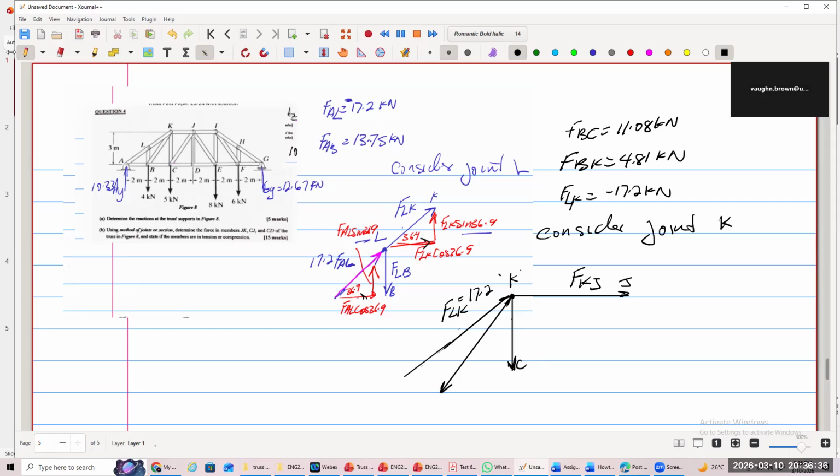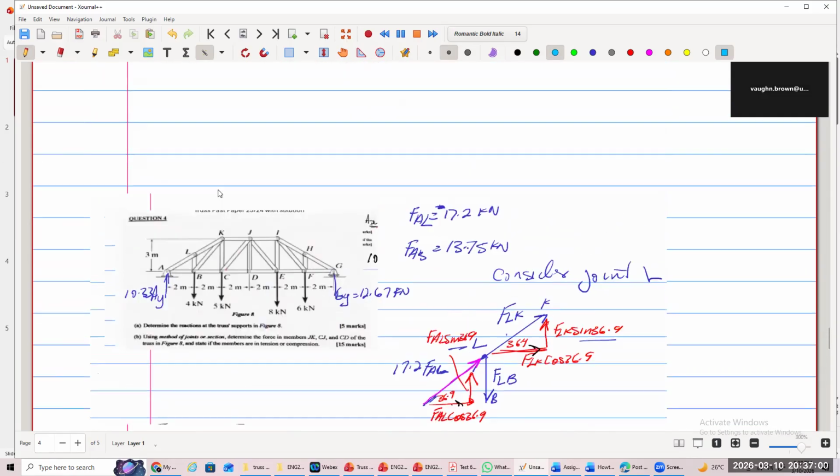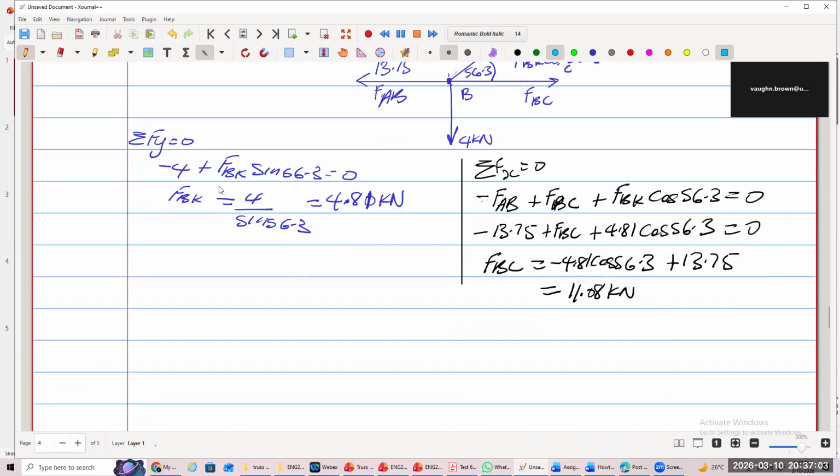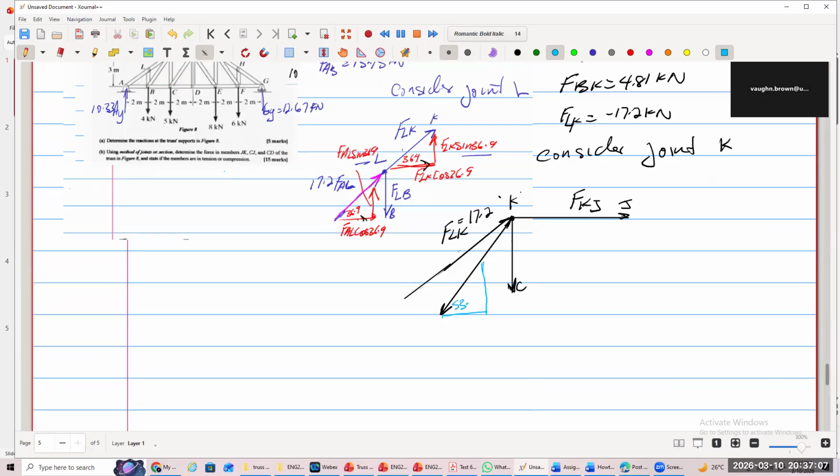So we know the angle that this one subtends. This has an angle to the horizontal that we already established. What was the angle for this one? This was 53 something. 53, how much was that again? Where's the value for it? 53.6, 56.3. 56.3.